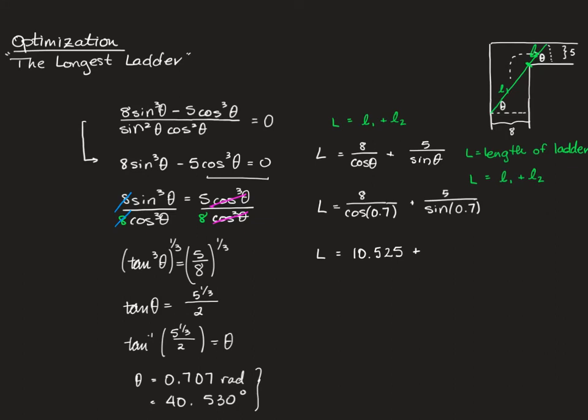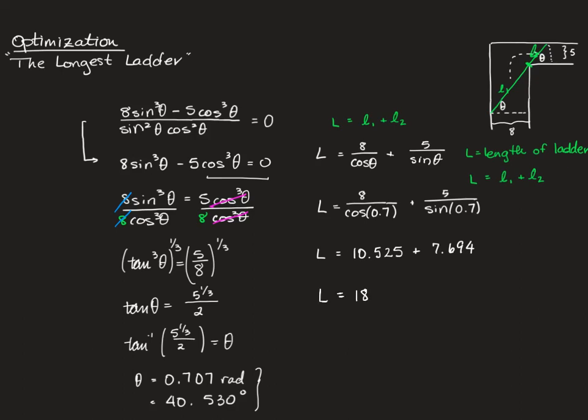8 over cosine of 0.7 is about 10.525, and 5 over the sine of 0.707 is about 7.694. If I put these values into the memory rather than adding them here, then when I write down my final result for this problem, I'll have the most possible accurate answer. And at that point, it'll be safe to round off to whatever the level of decimals or significant figures the problem wants.